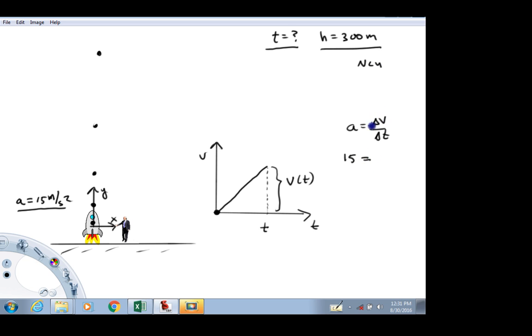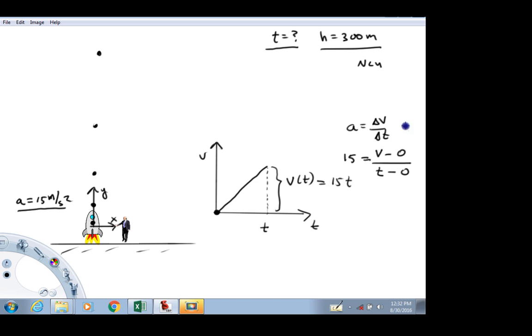equals, all right, now this change in v can be written v final minus v initial, but this rocket started at 0. Since the initial velocity is 0, I don't really need a final on here. I could just call that v. And then the delta t is going to be t final minus t initial, and I'm going to start timing that rocket at t equals 0. And if we solve this equation for v, we get 15t.